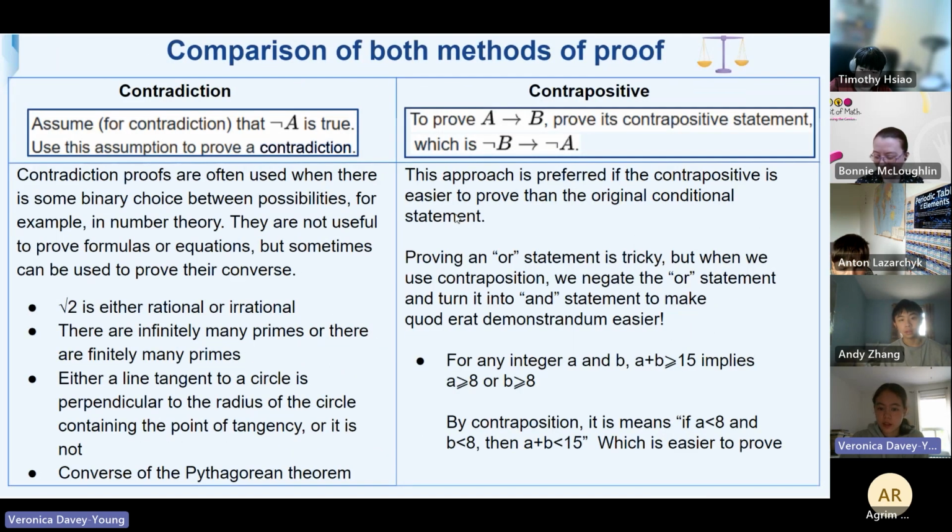So for any integers a and b, a plus b is greater than 15 implies a is greater than or equal to 8 or b is greater than or equal to 8. By contrapositive, this means if a is less than 8 and b is less than 8, then a plus b is less than 15, which is easier to prove.